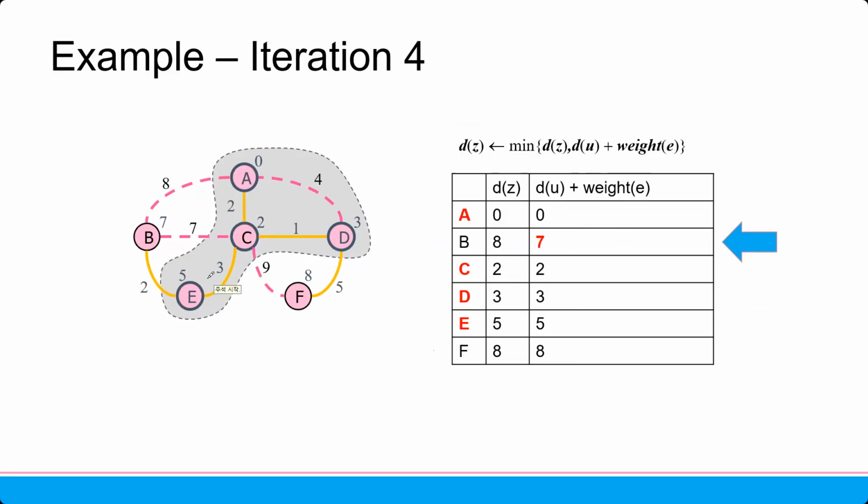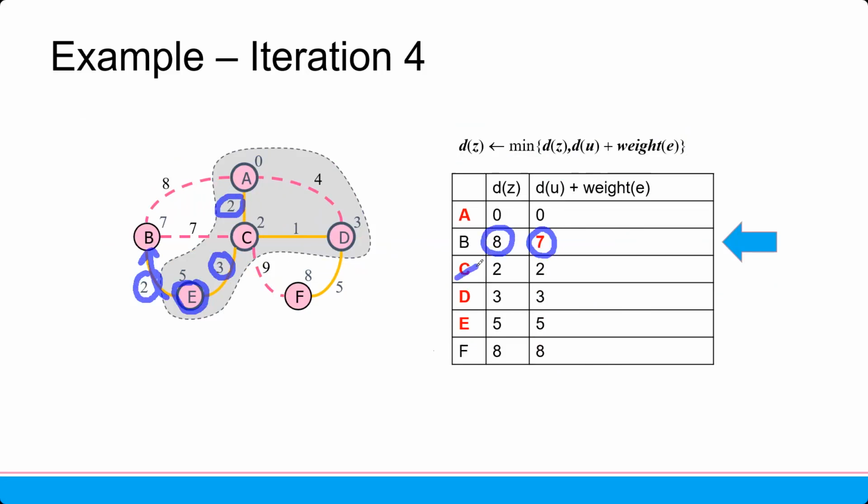If we are in E, we can calculate the other possible edge relaxation. From E, we can go to B. What is the distance? We have 2 plus 3 plus 2, which is 7. The original distance is 8.